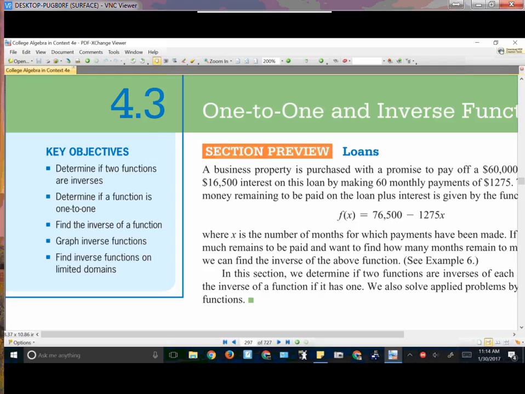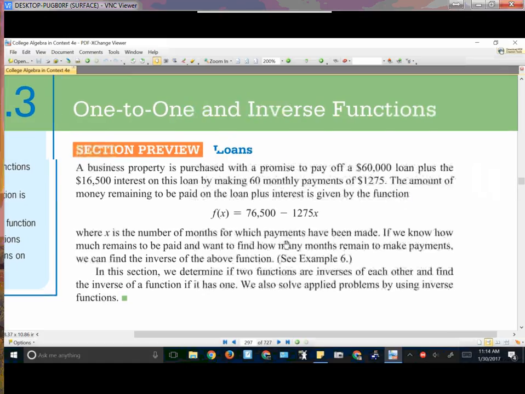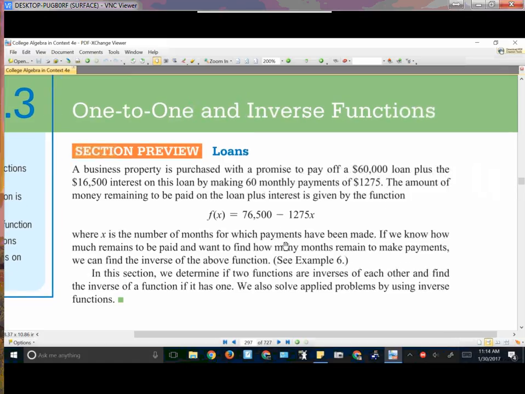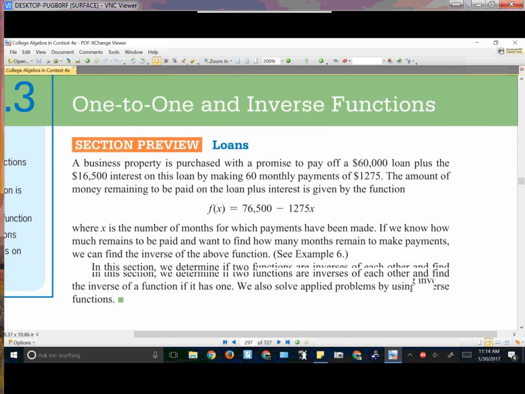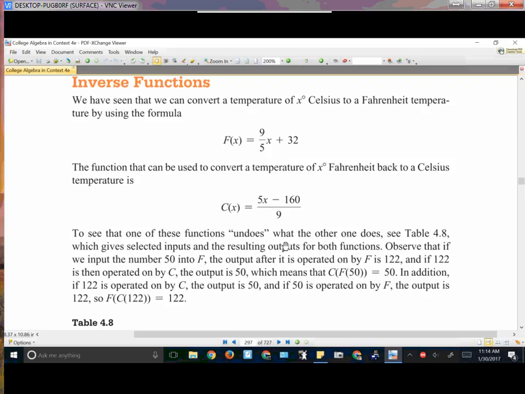Take a look here at some new stuff. One-to-one inverse functions. Now, the thing that you've got to think about an inverse function is that it simply undoes what something else did.